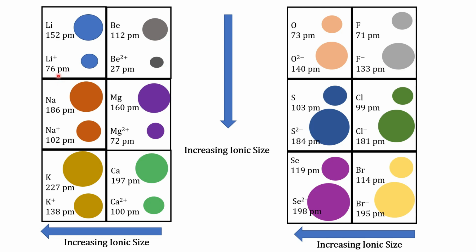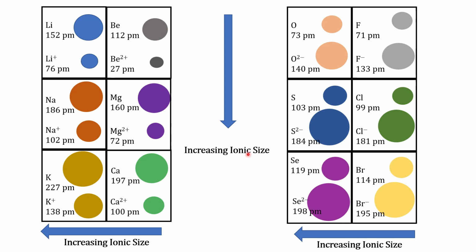Now let's look down a group. If I compare the lithium ion to the sodium ion, you can see the sodium ion is bigger than the lithium ion. The same is true about potassium. Between sodium and potassium, you can see my potassium ion is bigger. And on the anion side as well, if I look at my fluoride ion, it's 103 picometers. My chloride ion is bigger at 181 picometers. And my bromide ion is even larger at 195. So as we move down a group, we are going to be increasing in ionic size.